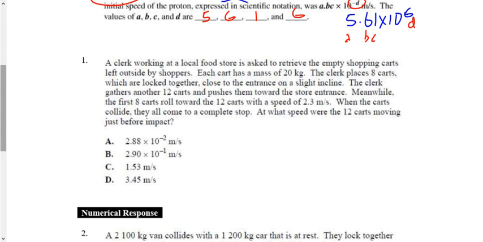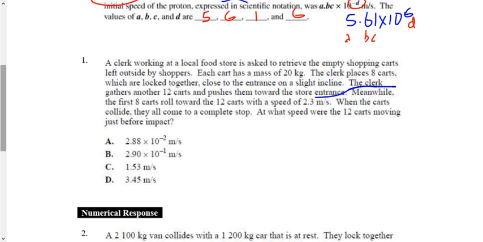Number one, or multiple choice number one, that is. Says a clerk working at a local food store is asked to retrieve the empty shopping carts left outside by shoppers. Each cart has a mass of 20 kilograms. The clerk places 8 carts, which are locked together close to the entrance on a slight incline. The clerk gathers another 12 carts and pushes them toward the store entrance. Meanwhile, the first 8 carts roll toward the 12 carts with a speed of 2.3 meters per second.